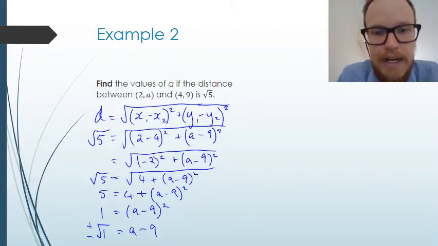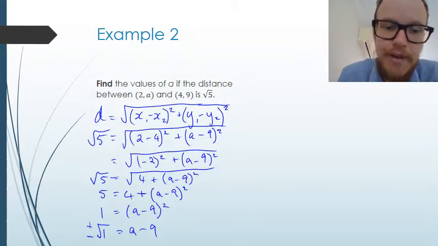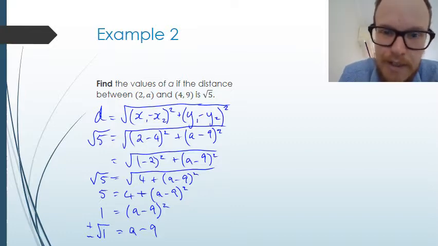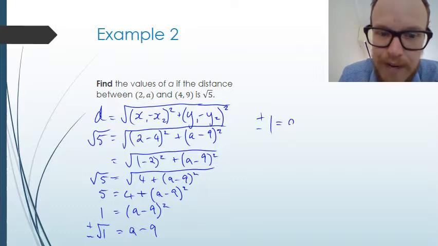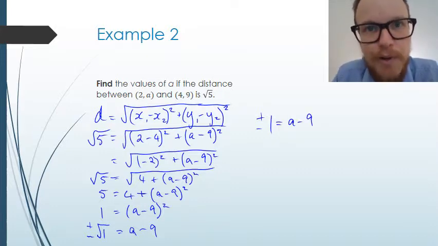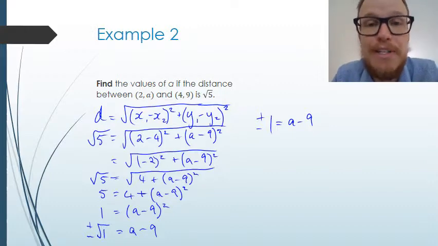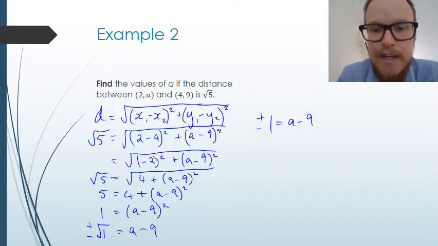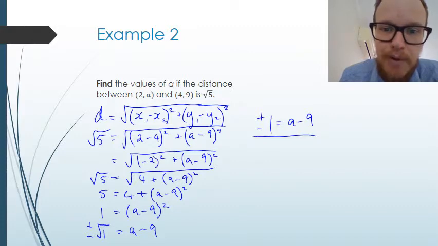So now in solving this, the square root of 1 is just 1. So I've got plus or minus 1 is equal to a minus 9. I can look at both cases. I can look at when the 1 is negative and when the 1 is positive. Let's have a look at when it's positive. So I'll split it in two here. Let's look at when 1 is positive.